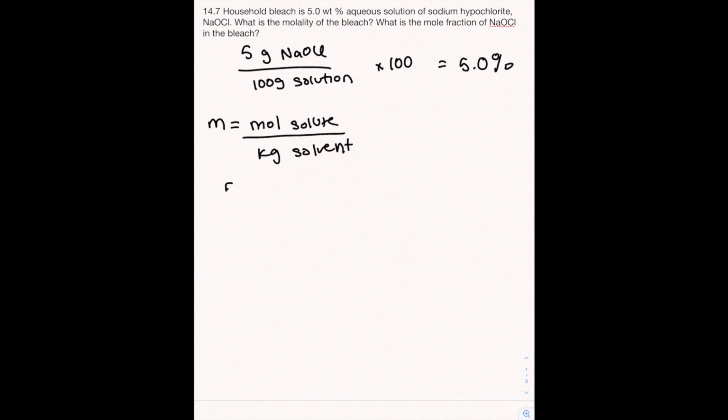So we know we have 5 grams of NaOCl, and if you use the periodic table, you can find that the molecular weight of sodium hypochlorite is 74.439 grams per mole. And if you plug that into your calculator, you'll find that we have 0.0672 moles of NaOCl.